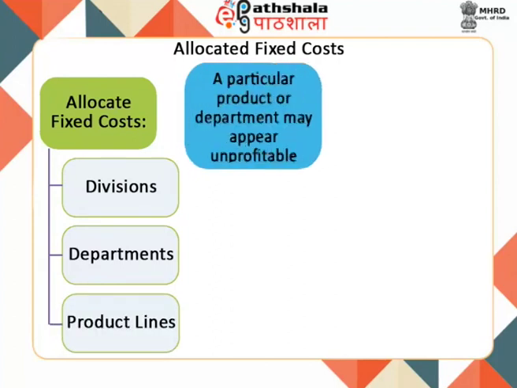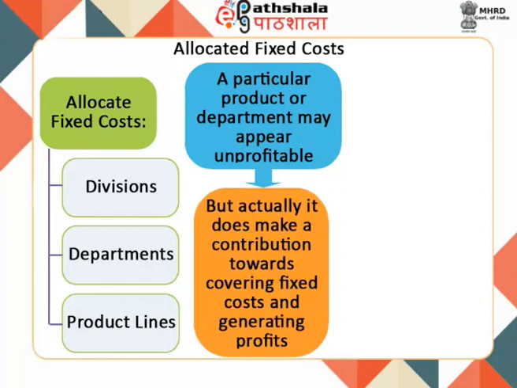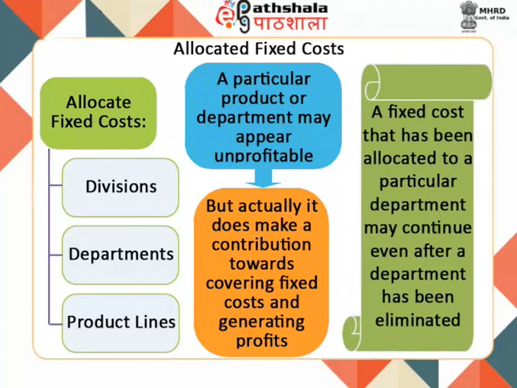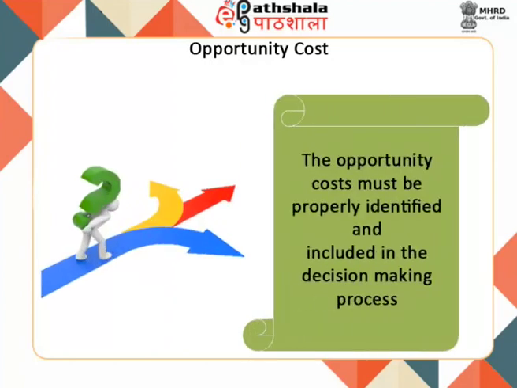It is possible that a particular product or department may appear unprofitable, but actually it does make a contribution towards covering fixed costs and generating profits. Therefore, before deciding to eliminate a department, it must be asked which cost will be avoided if a particular alternative is selected. A fixed cost that has been allocated to a particular department may continue even after a department has been eliminated. Opportunity costs. Opportunity costs are important while taking a correct decision. Therefore, the opportunity costs must be properly identified and included in the decision-making process.